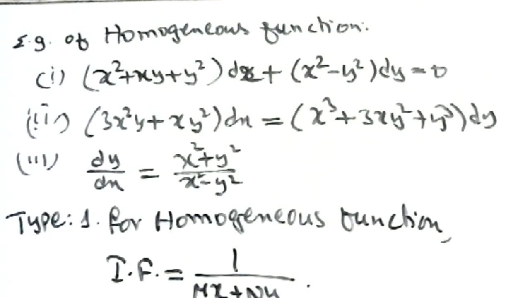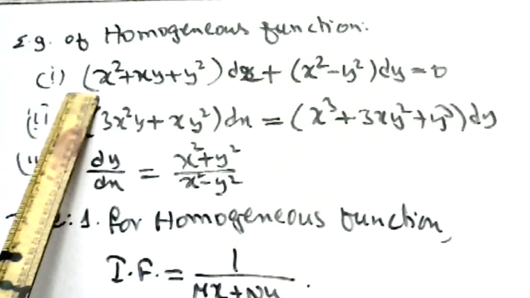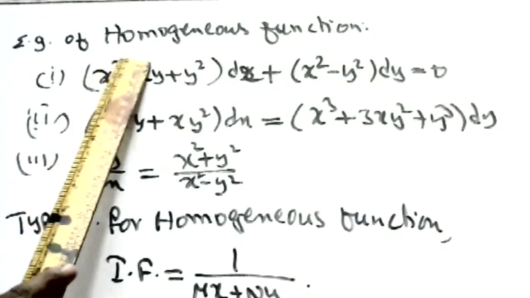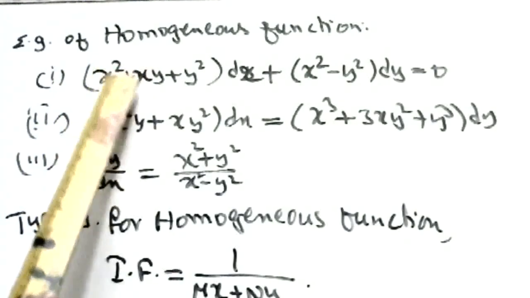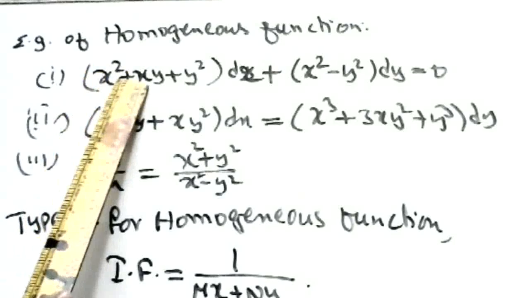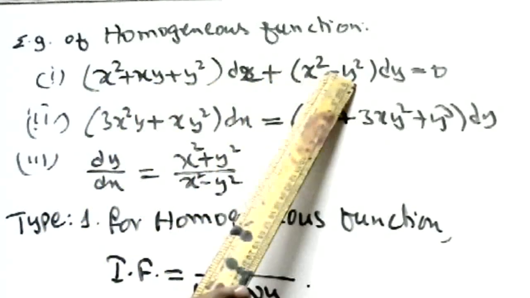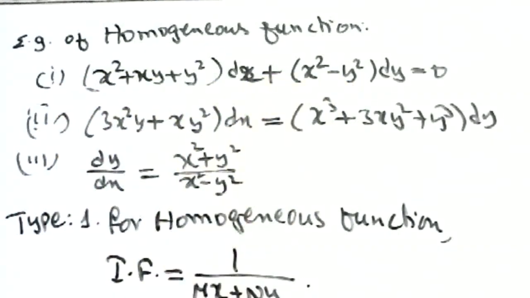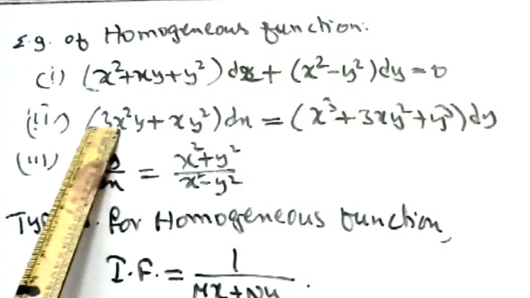Now, first understand what a homogeneous function is. If the degree of all the terms is the same, then we say it is a homogeneous differential equation. See here, I will give some examples. The degree is 2 here: x is 1, y is 1, so degree 2. The power is 2 here also, here also, here also. So all of these have the same degree of 2, so we call this a homogeneous function.